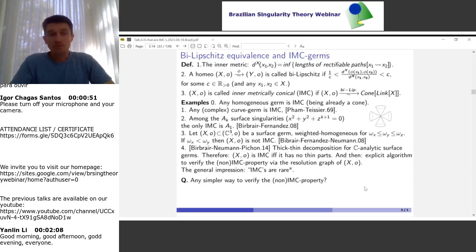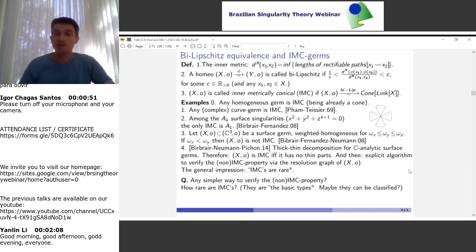So our question was, is there any simpler way to verify the IMC or non-IMC property, in a very pedestrian way without resolving the singularity? And how rare are IMCs? Because they are in some sense the basic types from the metric point of view. So maybe if they are the basic types, they can be classified like simple singularities, unimodal singularities, bimodal singularities. There are explicit tables. So maybe these IMCs can be just explicitly classified, and that's it.